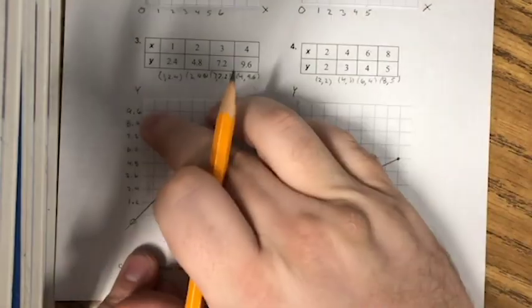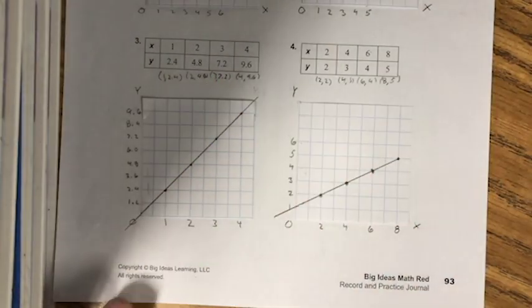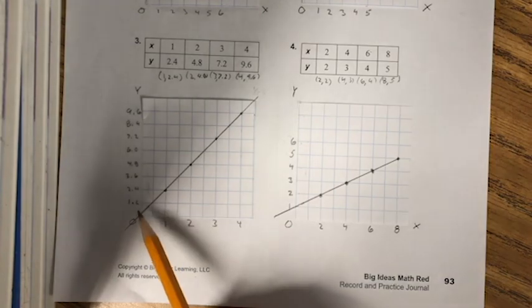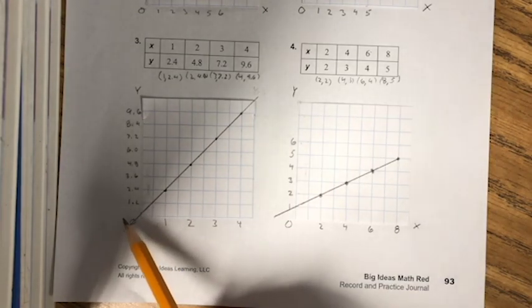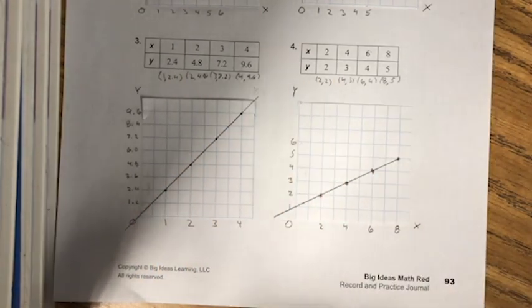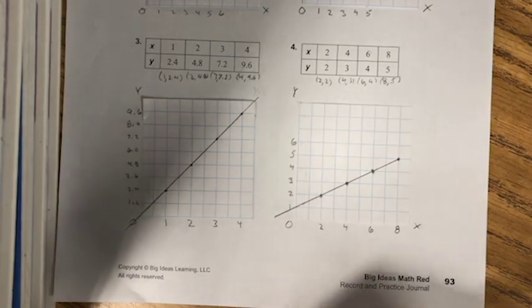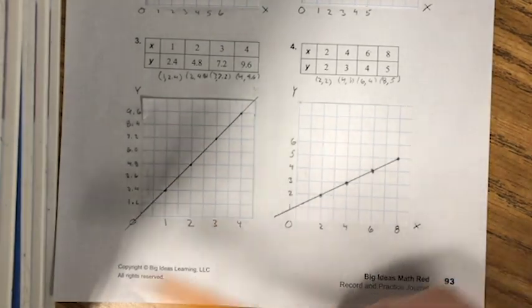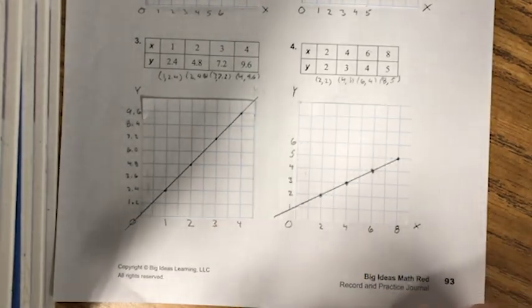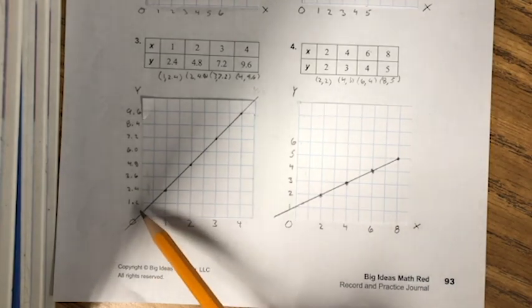What you should have got was something like this. Notice how on my y-axis, I actually counted by 1.2. You could have counted by 2.4 if you want. If some of you counted by, say, 1s or 2s, it made your life really difficult for the simple fact that you got a decimal there.